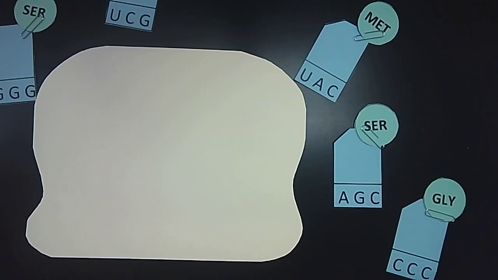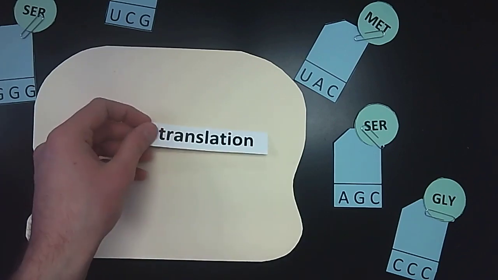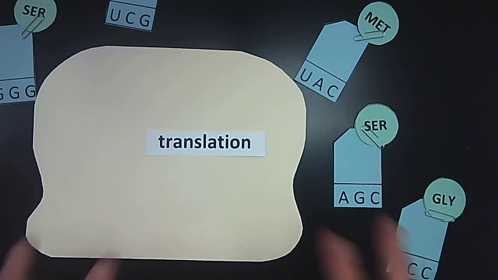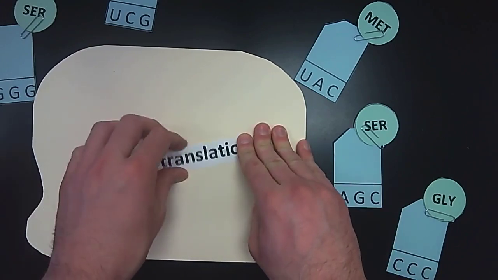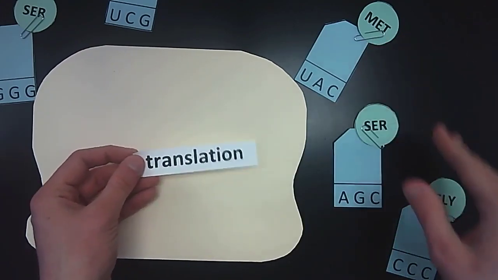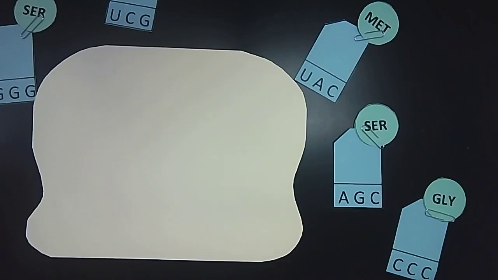Hey everyone, it's Mr. Wolfe here, and in this video I'm going to be going over the process of translation. But to just give a broad overview, translation is going to be the second step in the process of protein synthesis. So what we're doing is we're going from a gene, a DNA genetic message, and we're turning it into a protein. Okay, so how's this going to go down?